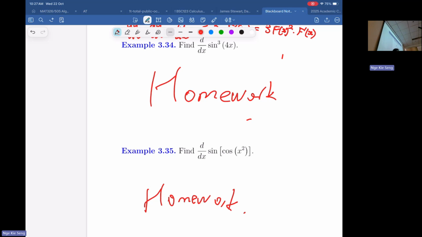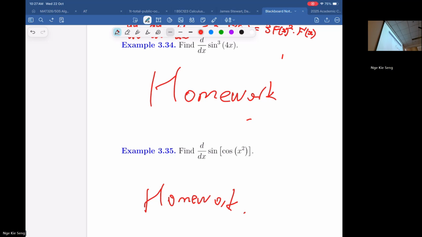How about here? How many basic functions in 3.35? Where's Margaret? Is Margaret here? Up here. Hello, Margaret.